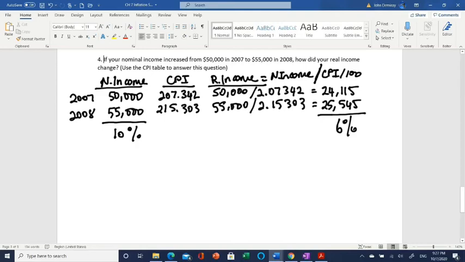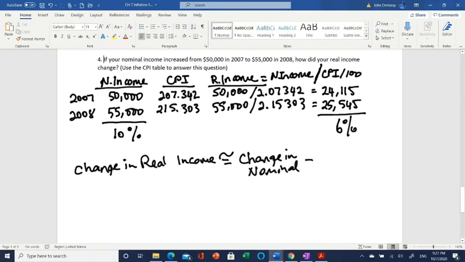Well, you may want to ask if there's an easy way to do it. We can actually find the approximation, not the exact values. We can use this approximation to see how our real income changes when we have a change in nominal income. So the change in real income is approximately, not exactly, the difference between the change in nominal income and the change in the CPI. When we say the change, I'm talking about the percentage change, so I'm going to add that here.